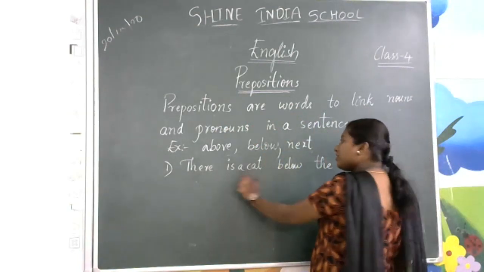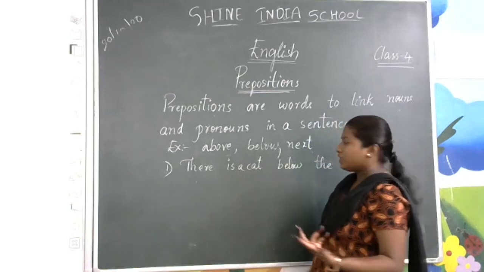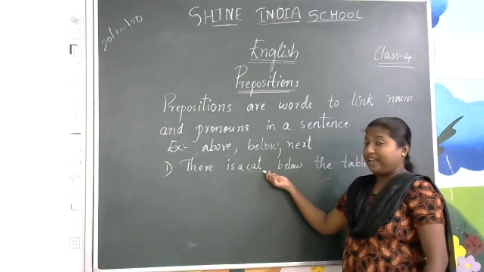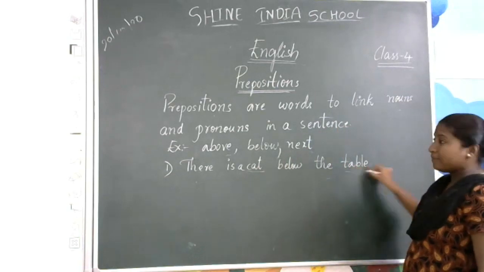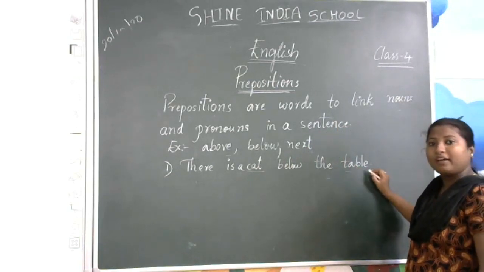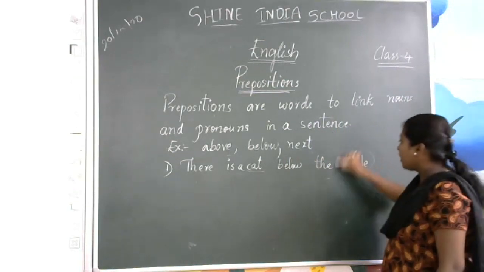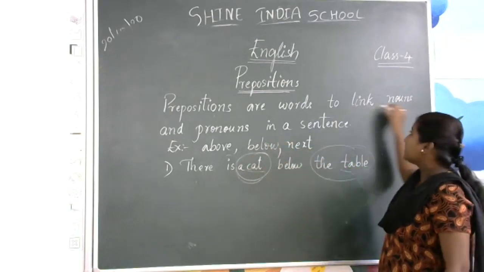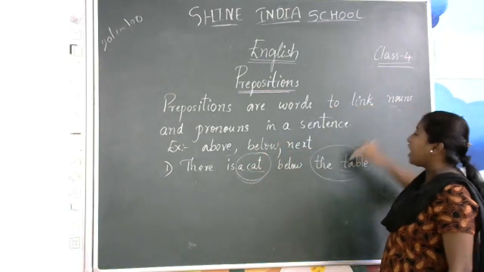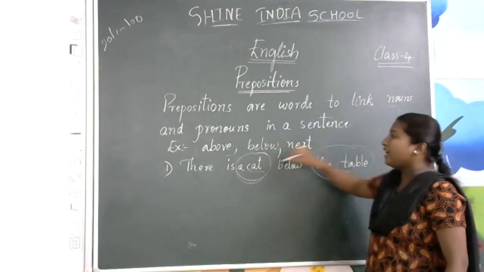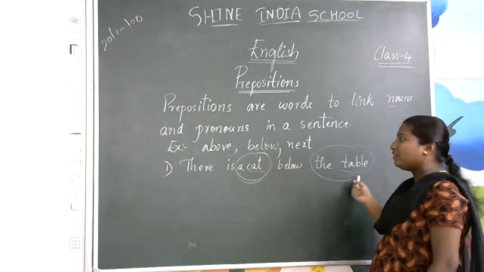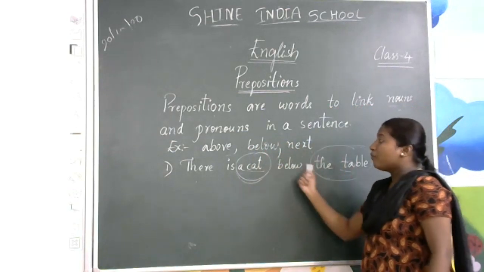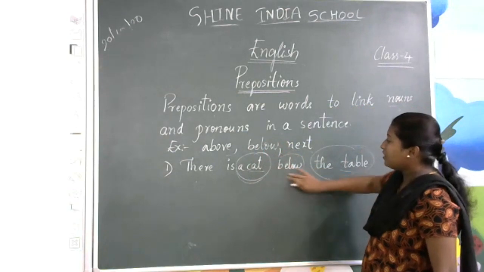So see the sentence here. Where are the nouns, or where is the pronoun? Cat is a name, it is a noun. Table is also a name, it is a noun. As the definition said, words to link nouns. So table and cat are nouns. Can you see, children? It is connecting two nouns. Which word is connecting?